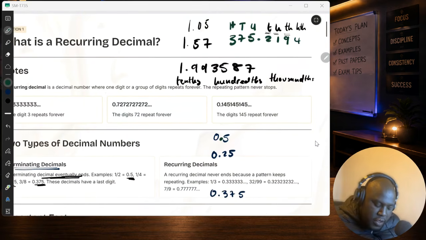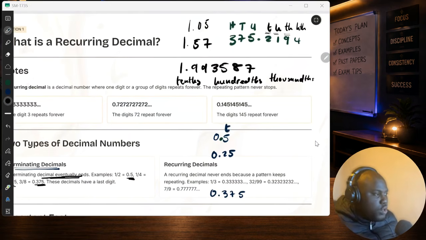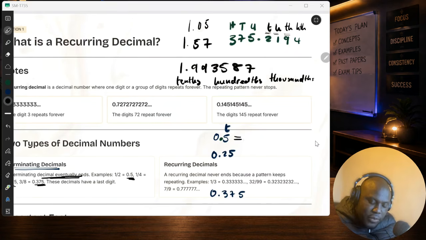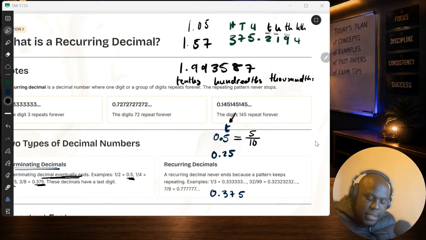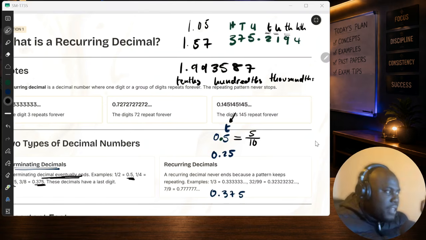We want to convert 0.5 to a fraction. We put place values. This is tenths. Now you are going to write it as a fraction. When you write it as a fraction, you put the digits you have after the comma. Here we only have 5. And you put it over the last place value. Here, what is the last place value? Tenths. So we put it over 10. So 5 over 10 is 0.5.